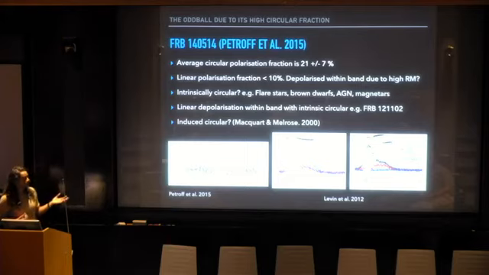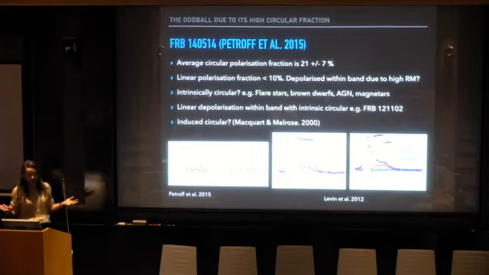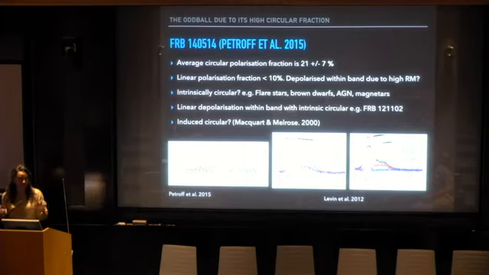In the second scenario, maybe this FRB is highly linearly polarized with some intrinsic circular component. But similar to 121102, if the RM is extremely large, then the signal could have just depolarized within your band at 1.4 gigahertz because Parkes does not have sufficient spectral resolution to be able to resolve the RM.